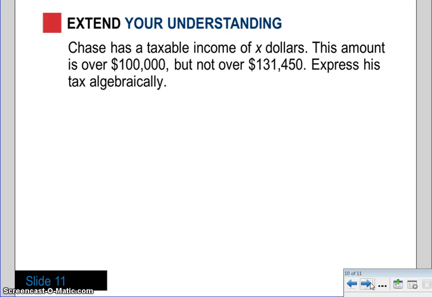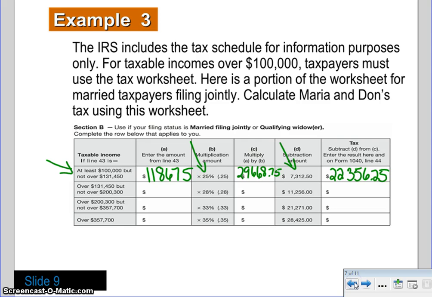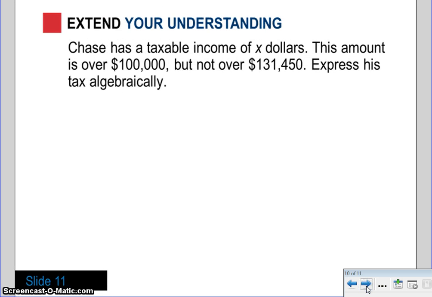So just extending our understanding a little bit, last question. Chase has a taxable income of X dollars. This amount is over $100,000 but not over $131,450. Express his tax algebraically. So again, if we go back to our chart, we know that we're looking at the 25% and we're going to subtract the $7,312.50. So to calculate this or to write this down, it would be 0.25 times whatever his taxable income minus $7,312.50. And that brings us to an end on this lesson. Good job.